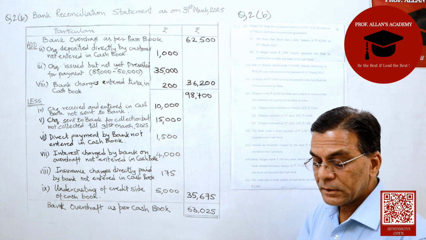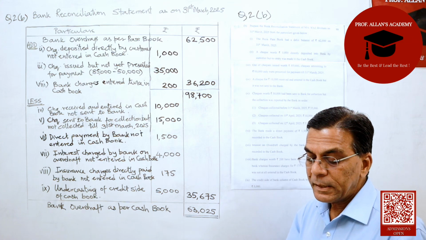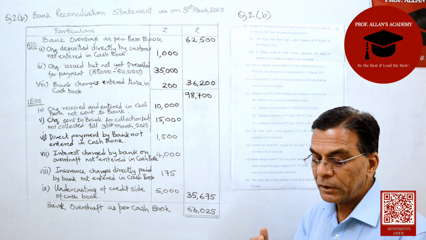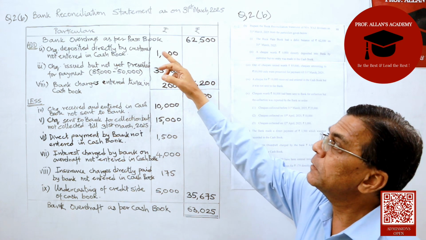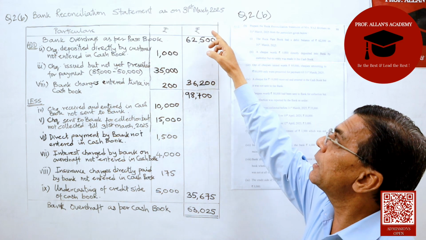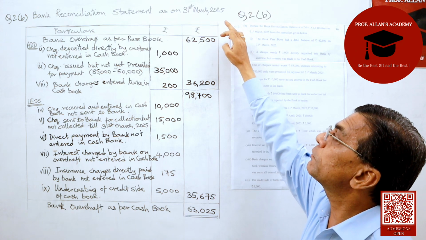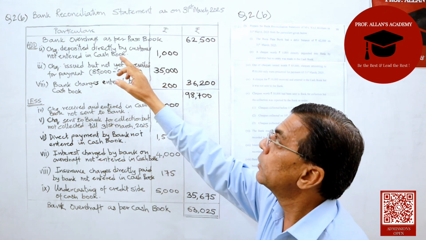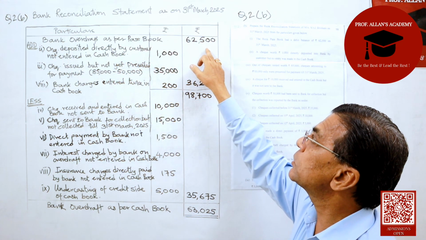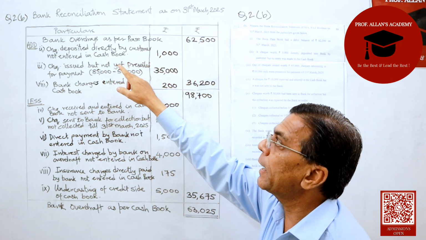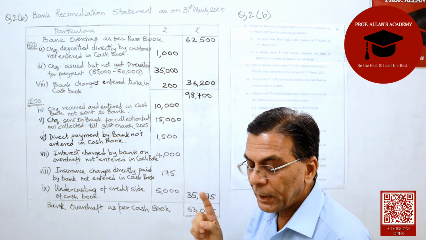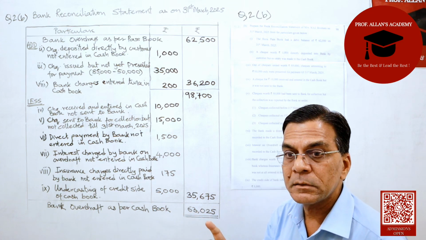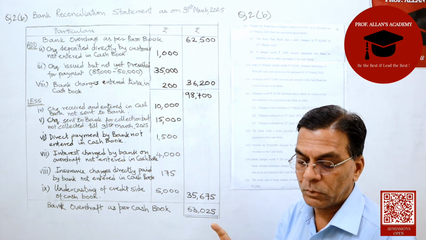The first item that's there is that the bank passbook had a debit balance of 62,500 on 31st March. So it means that we are preparing this bank reconciliation statement as on 31st of March 2025. And they have given us the passbook balance. So bank balance as per passbook 62,500. But I have written over there overdraft because they have mentioned that it has a debit balance. It means that it's an overdrawn account.